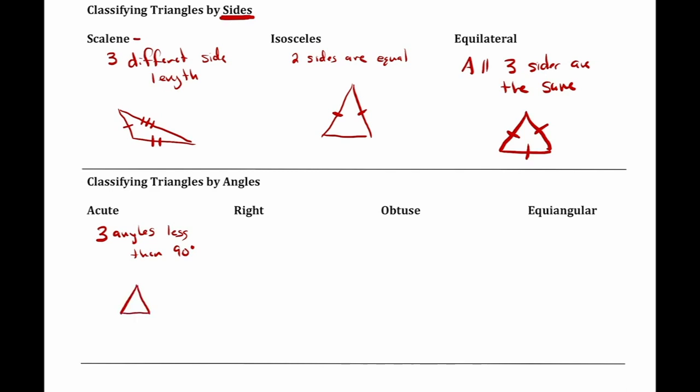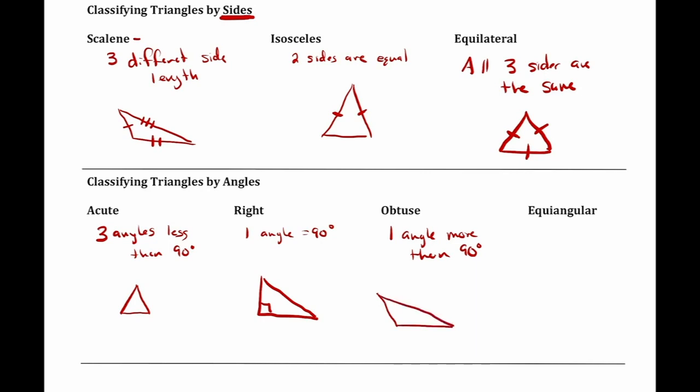We can have a right triangle, which means that one angle equals 90 degrees. Obviously, we can only have one 90-degree angle inside of a triangle. I'll probably ask you to explain why at some point. An obtuse triangle is going to have one angle more than 90 degrees. Okay, so here we set it up, and that is our obtuse angle. So again, I'll probably have you explain why an obtuse triangle is only ever able to have one angle more than 90. So think about what that might mean.